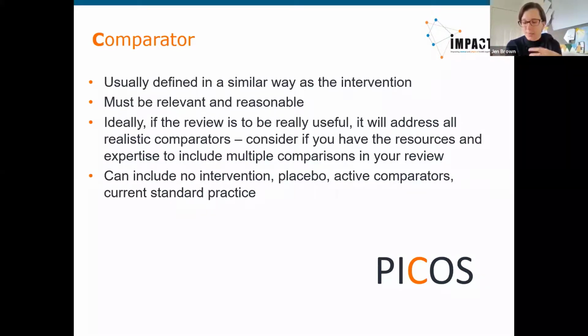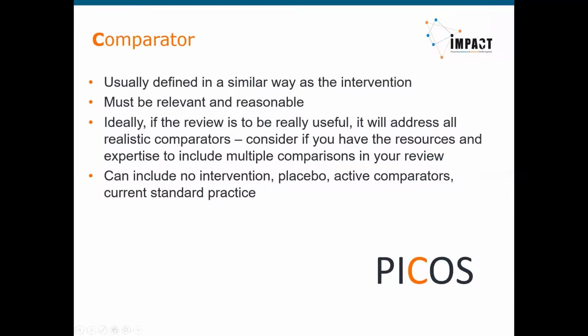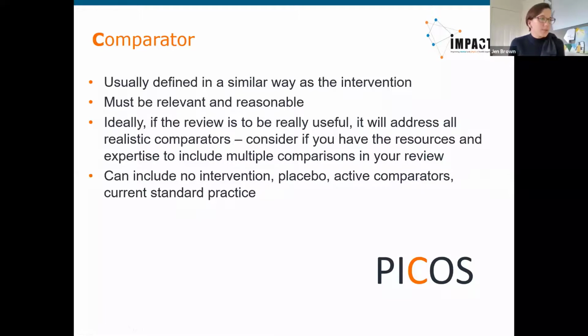And this is where this lumping and splitting thing comes in again. Is it really the best idea to write one giant review, or are you better off splitting it? Do you have the resources and expertise to include multiple comparisons in your review? And quite often, you will see that systematic reviews compare an intervention to no intervention, or a placebo, an active comparator, or to current standard practice or treatment as usual. Again, this will massively depend on what area it is that you're working in and what your question is.